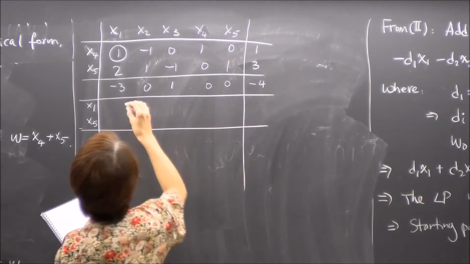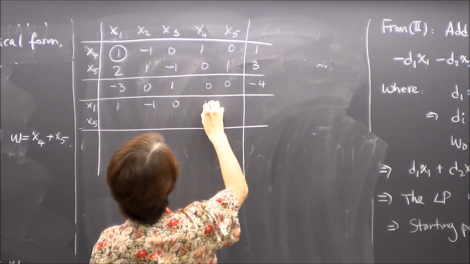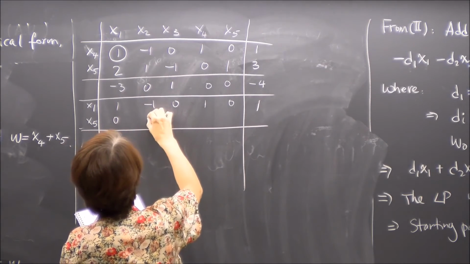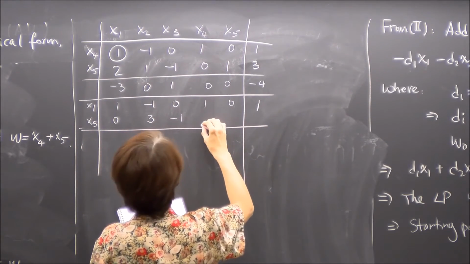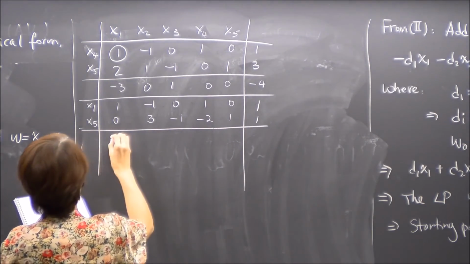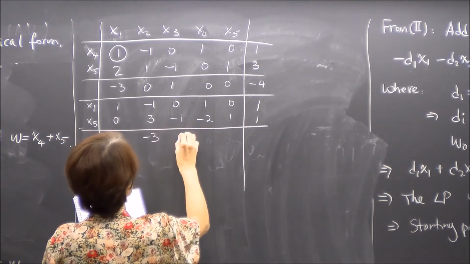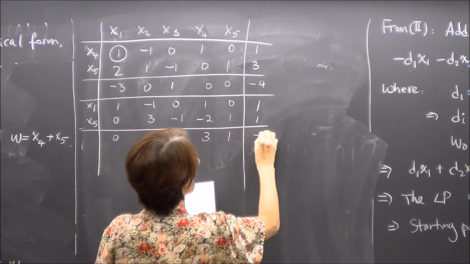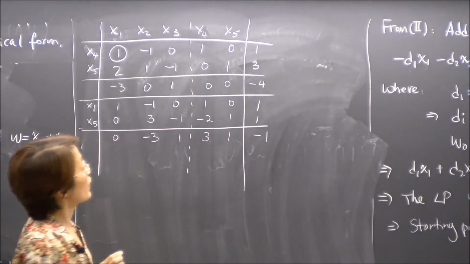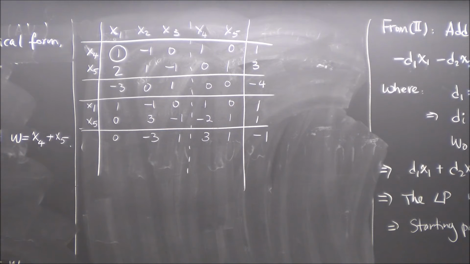Okay, so 1, negative 1, the first row is unchanged, and the second one changes into 0, 3, negative 1, negative 2, 1, 1, and 0, negative 3, 1, 3, 1, negative 1. Okay, let me draw a dotted line to separate the artificial variables from the rest. So you know, those are artificially added. I'm trying to get rid of them, all right? I just use them to help me get into a canonical form.